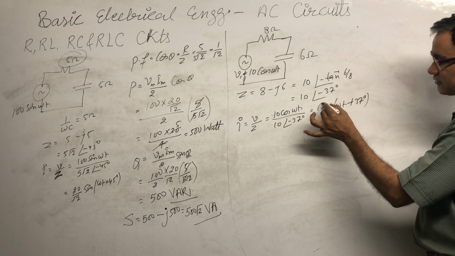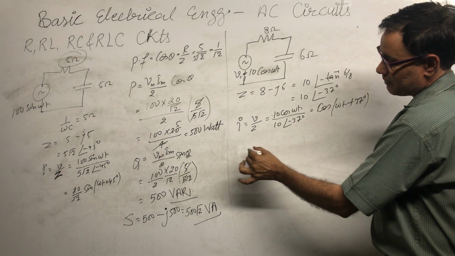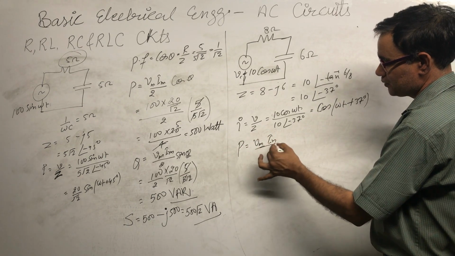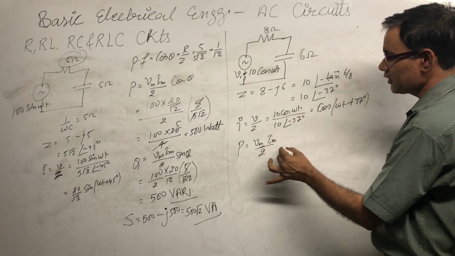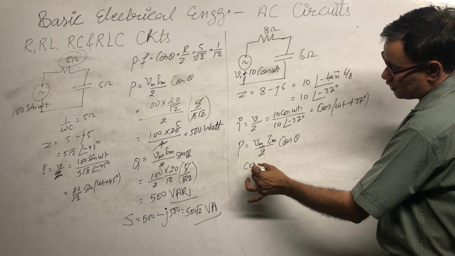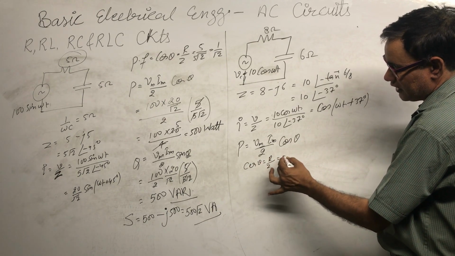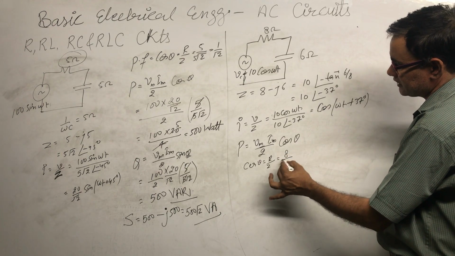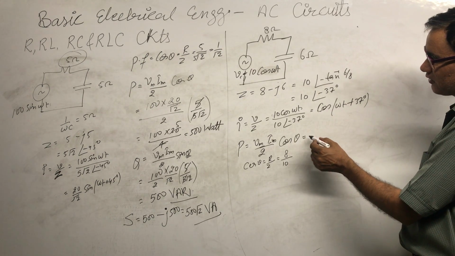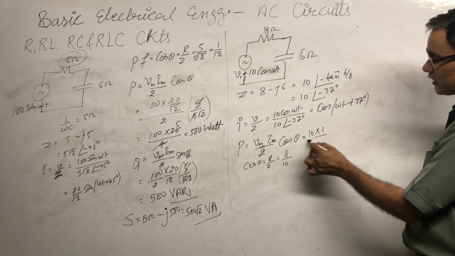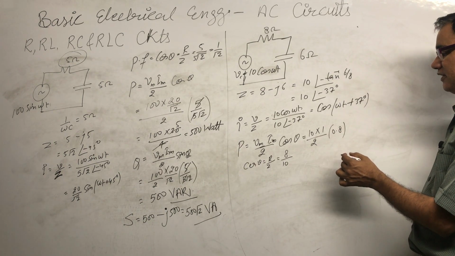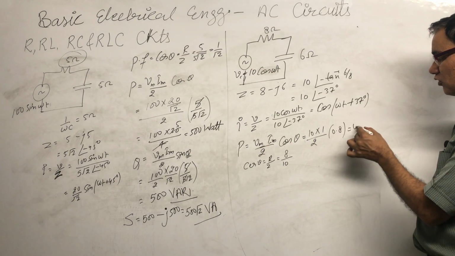So the maximum value becomes 1. So what is the power? Power is Vm Im by 2 cos theta, and here cos theta is R upon Z, and the value of R is 8 and Z is 10, so it will become 0.8. The maximum value of voltage is 10, the maximum value of current is 1 divided by 2, and cos theta is 0.8, so it is 5 into 0.8, that is equal to 4 watt.